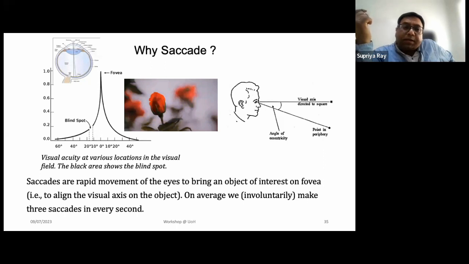Now, why do we make saccades? I think at the beginning we mentioned that our retina has a very non-uniform distribution of photoreceptors, and that's why we see a very small portion of our visual field in high resolution, and the space around that is blurred. Now, to compensate for that, we must move our eyes from one point to another.